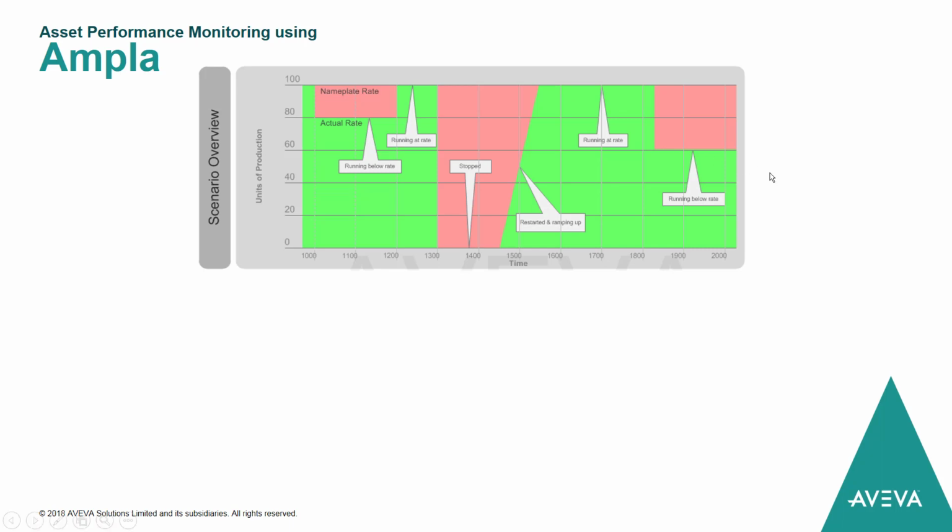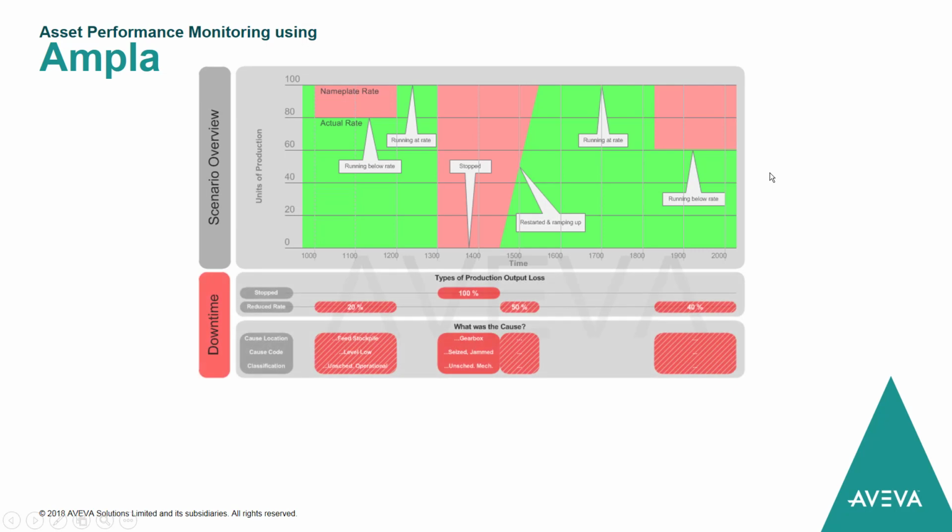Okay, so with Ampla, what we typically would do is install a downtime reporting point to track these losses on this asset. So you can see here that we have two distinct types of loss, and that would be stoppages, so the example in the middle here, as opposed to reduced rate losses, that we have a number of through here. You can see that we have obviously a 100% loss when the asset comes to a stop here for a period of time.